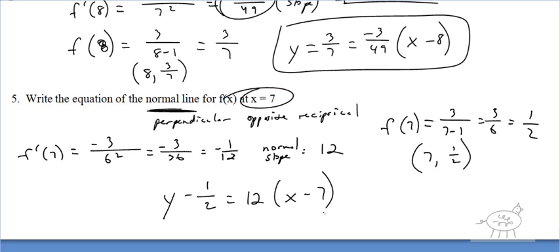Just make sure you understand the difference between the slope of a secant line and the slope of a tangent line. Δy over Δx for secant, derivative for tangent. All right?